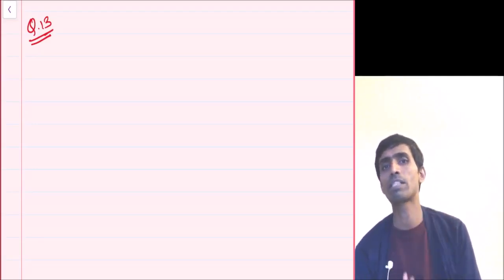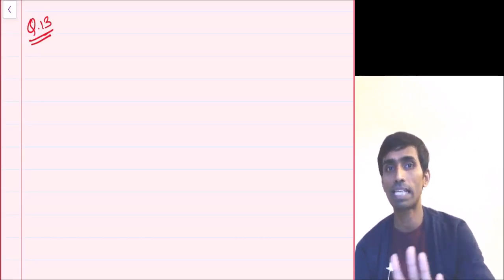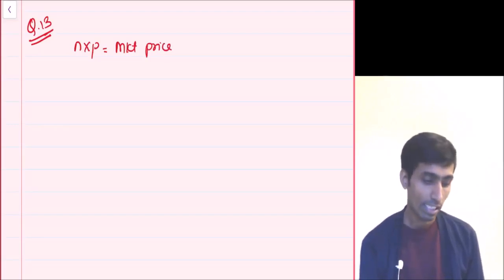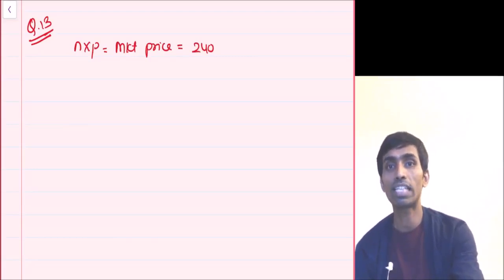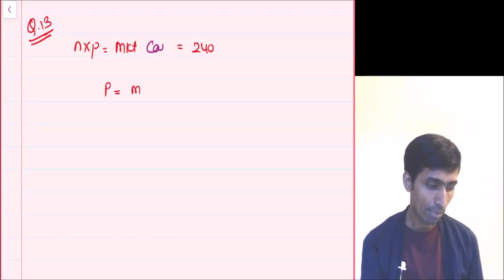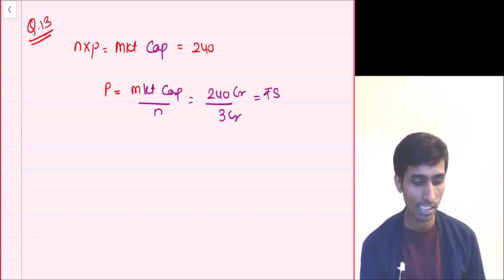If the whole of the surplus fund is used to buy back, first question, what is the maximum number of shares that can be bought back and at what price? You know that N into P is nothing but market cap. If you check the question, the market cap is given as 240. So I can say that P is equal to market cap divided by N, which gives me the price. So 240 divided by 3 crore, this is also crore, this is also crore, so it comes to rupees 80.